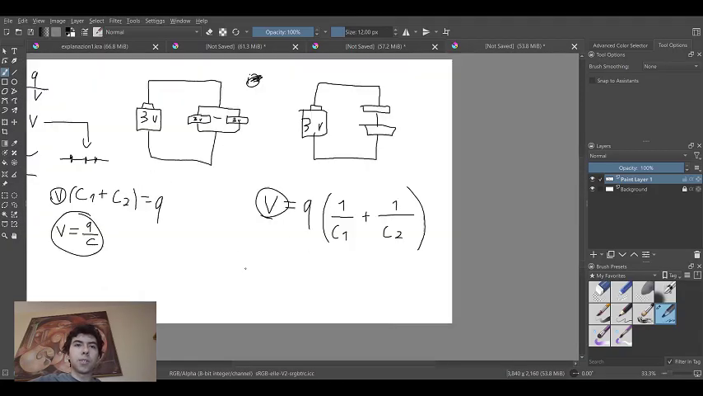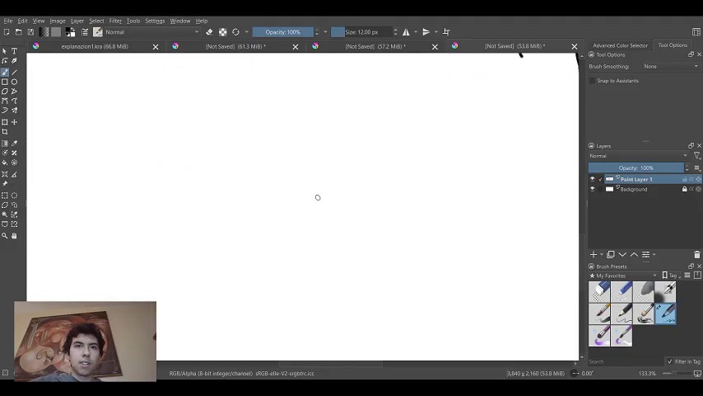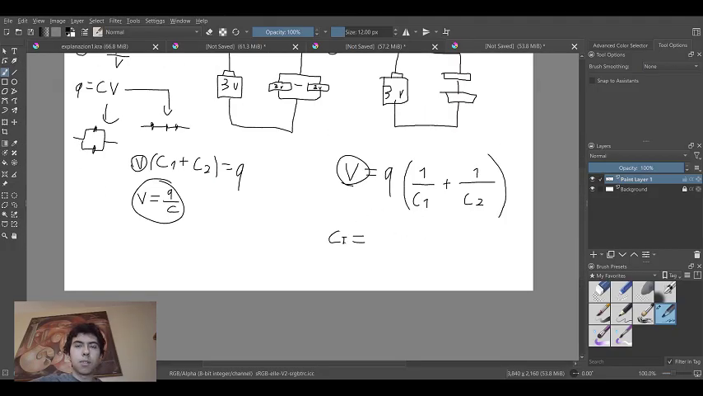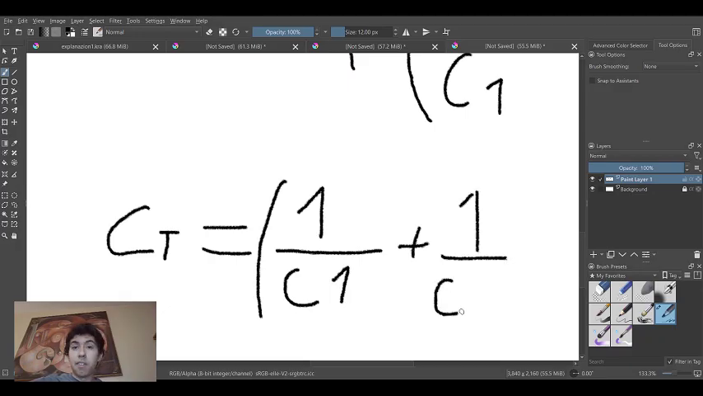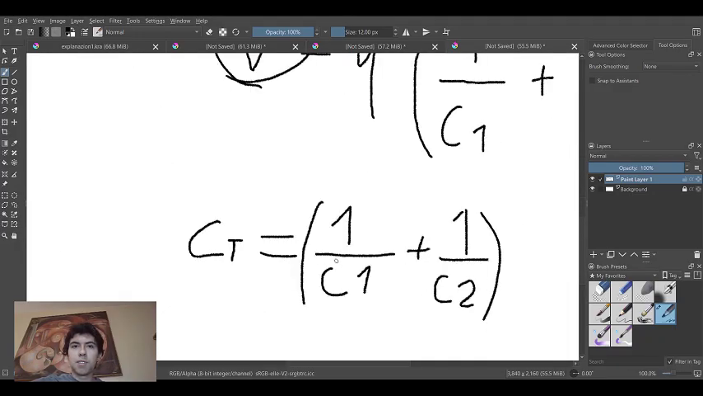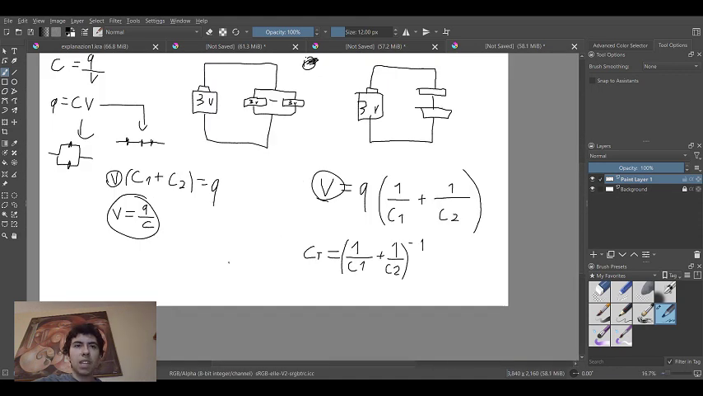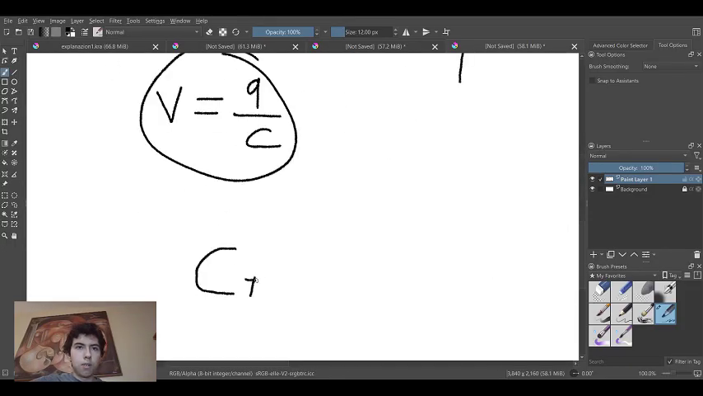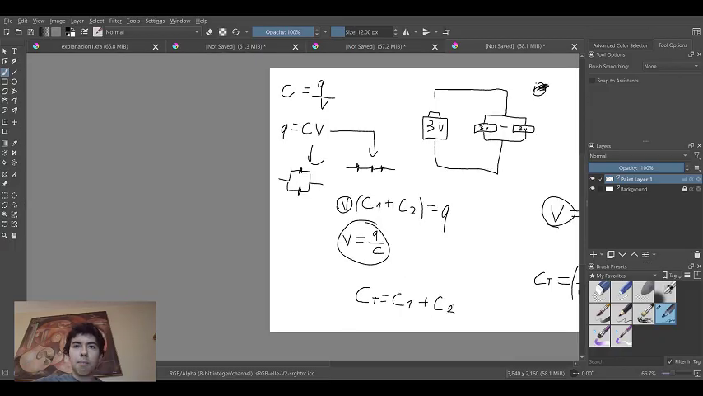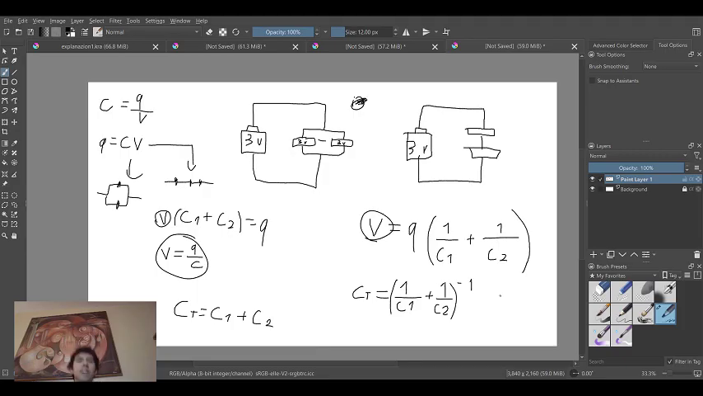And so we can also say that when they're in series, the total capacitance is equal to the inverse of the sum of the inverse of each of the capacitors' capacitances. In parallel, it's going to be C total equals just the sum of the capacitances of the capacitors. And that's about it for how they work in series and in parallel.